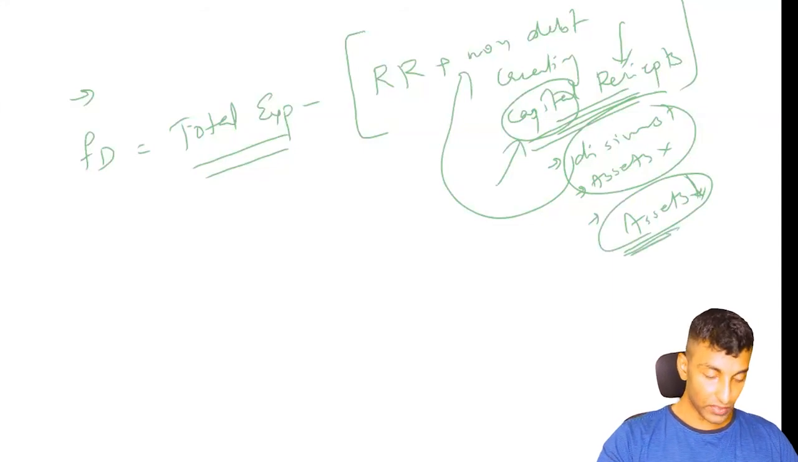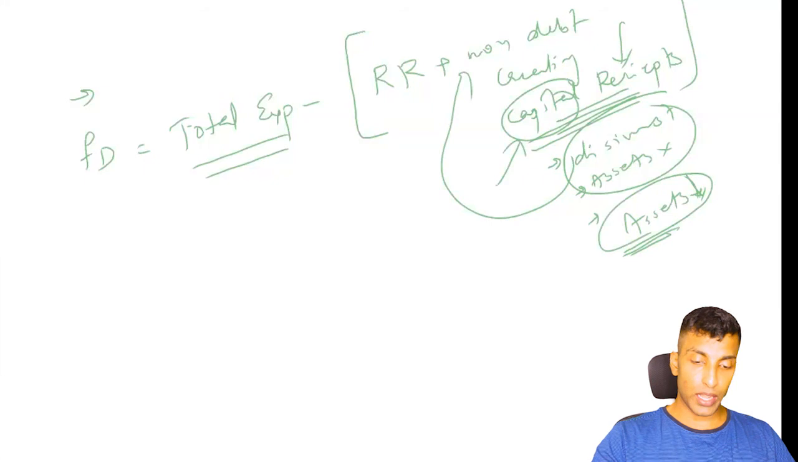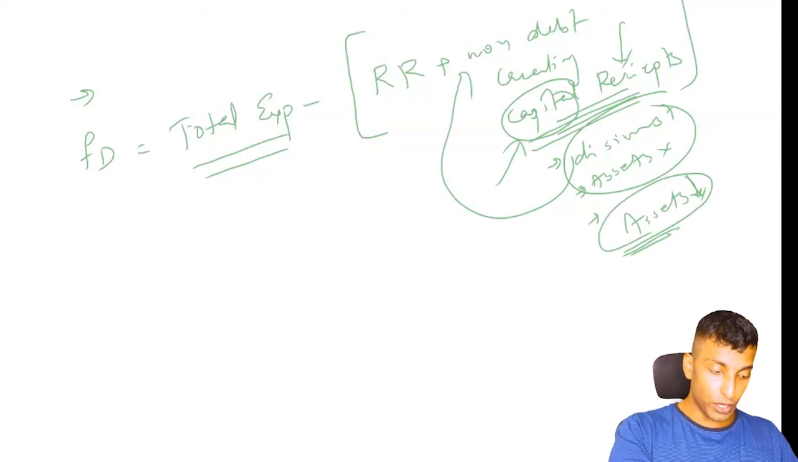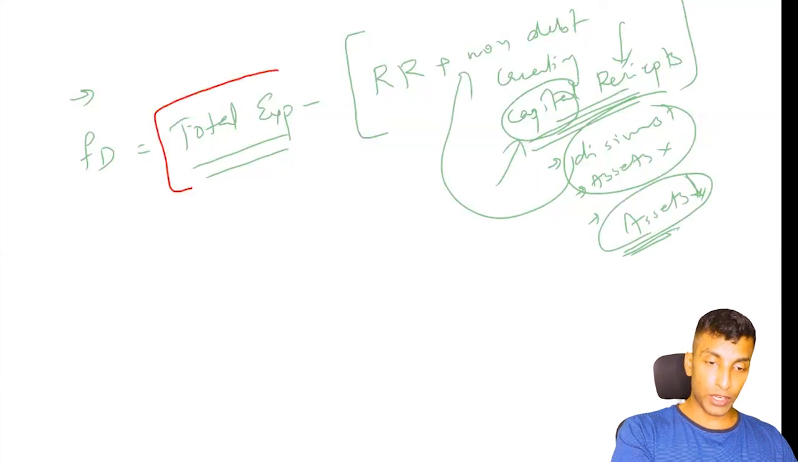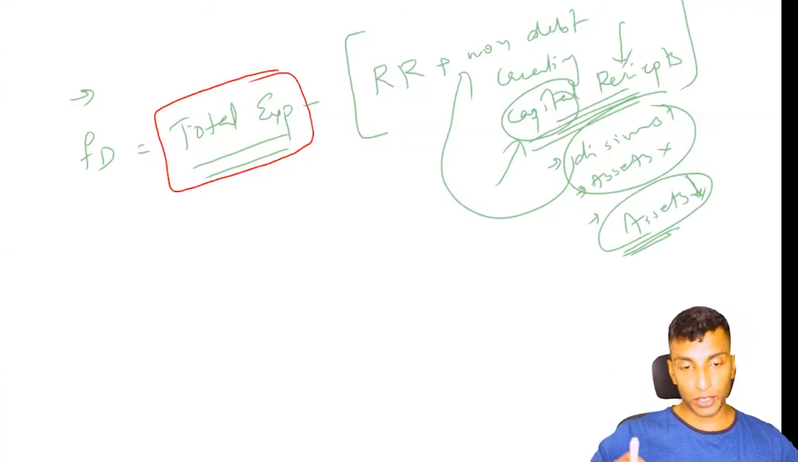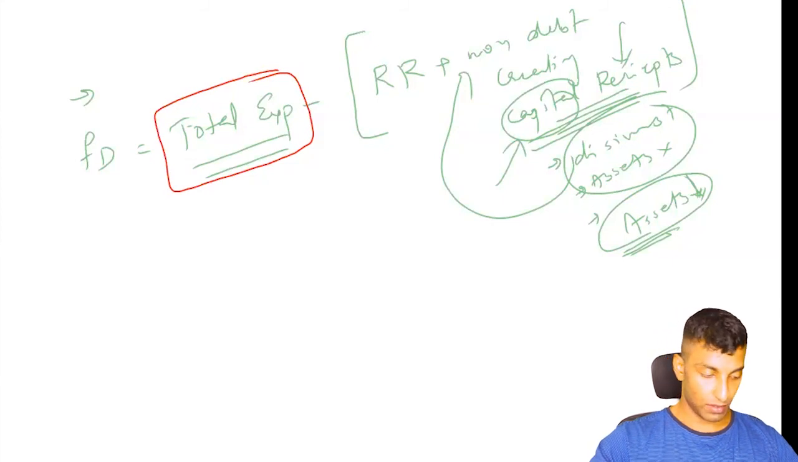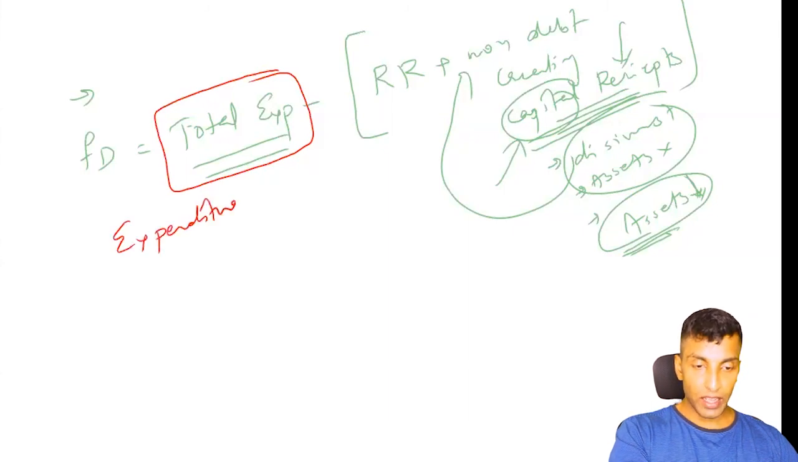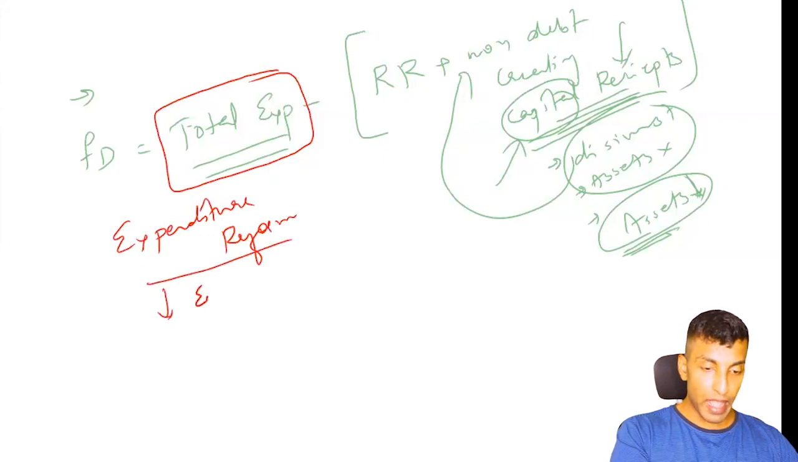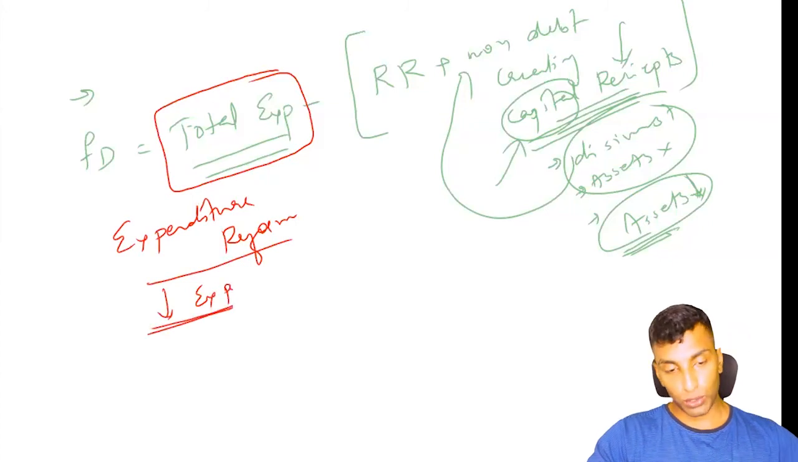Now tell me, if you understood this, you can tell me correctly what all things you need to do to reduce fiscal deficit, or what should be the fiscal reforms, right? There can be two ways. What is the first thing that you can do with respect to total expenditure? Increase or decrease? Reduce it. So when we talk about expenditure reform, you have to reduce the expenditure.